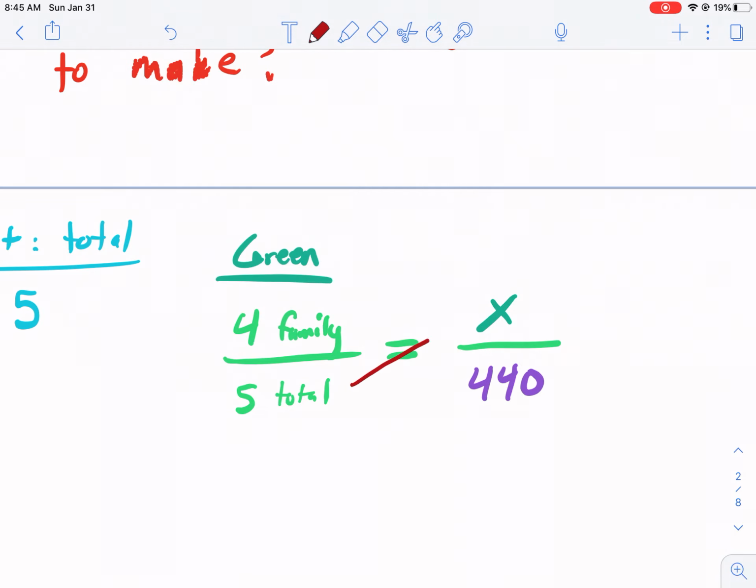Well, we need to use cross multiplication. This is a great strategy to use anytime you have a proportion. This is an algebra concept. If you need a refresher on this, make sure to check out some of my other videos. But this is cross multiplication.